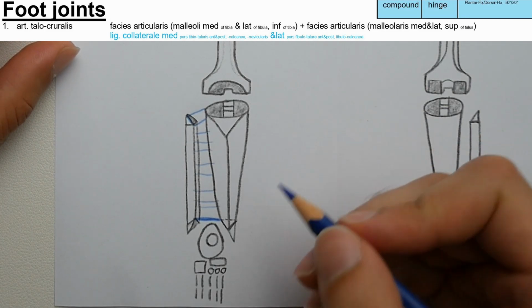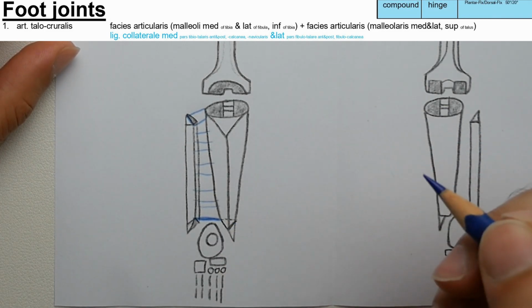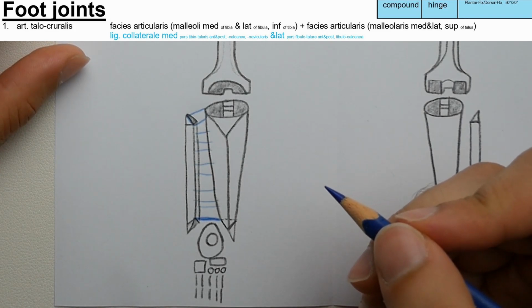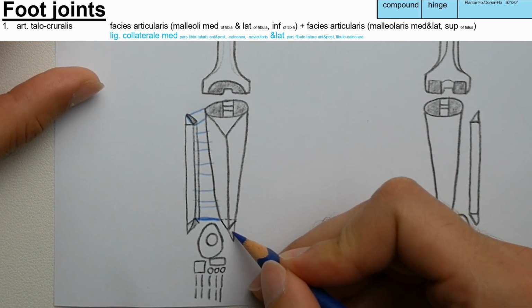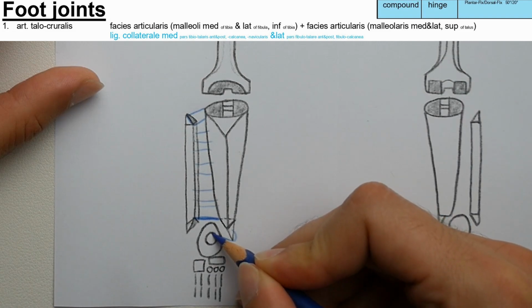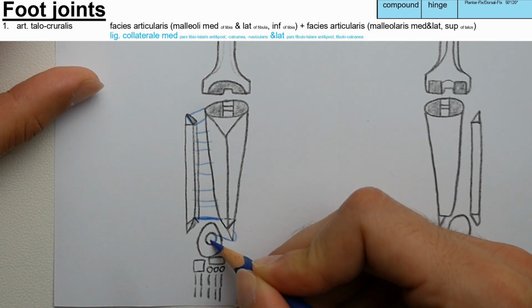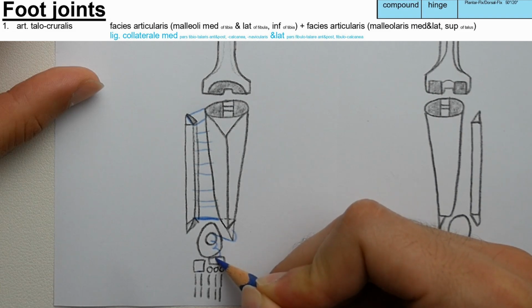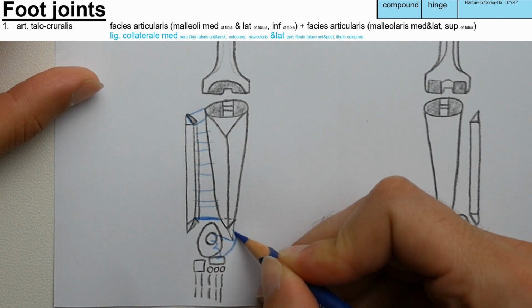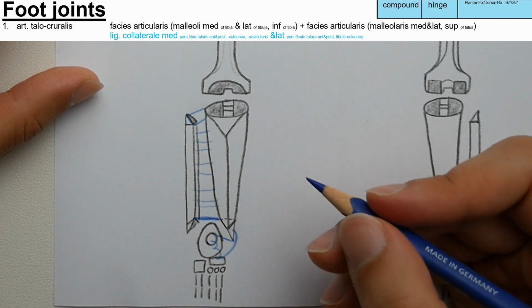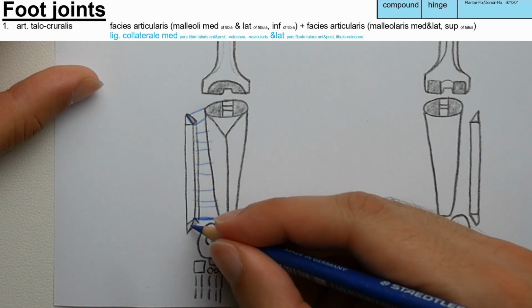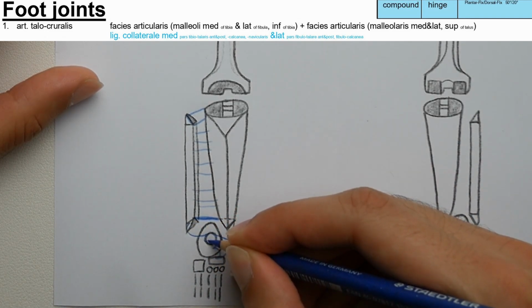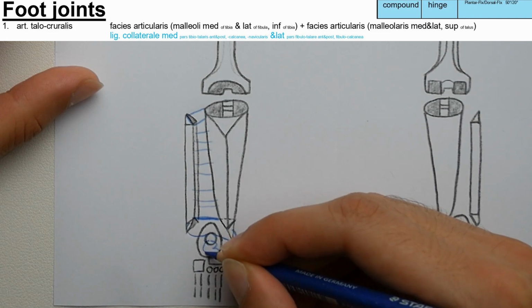Next, we have the articulatio talocruralis. It is stabilized by ligamentum collaterale mediale with pars tibiotalaris posterior and anterior, tibio-calcanea, and tibio-navicularis, as well as ligamentum collaterale laterale with pars fibulotalare posterior, anterior, and fibulo-calcanea.